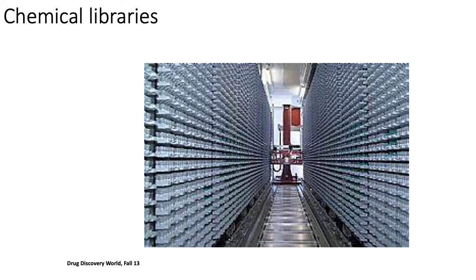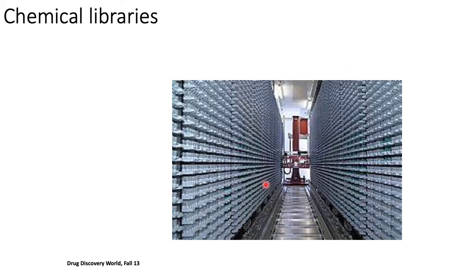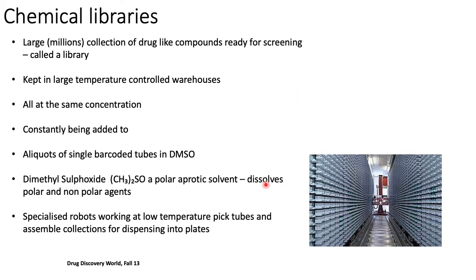So what are the chemical libraries? Essentially the chemical libraries in many big pharmaceutical companies, they have stocks of libraries, and these are compounds which are laid out in these racks in specially controlled rooms, and here you'll have this robot which will move along and pick the chemical. So these are large collections of drug-like compounds which are ready for screening, and these are called a library. Now, as I said, they're kept in these large temperature-controlled warehouses.